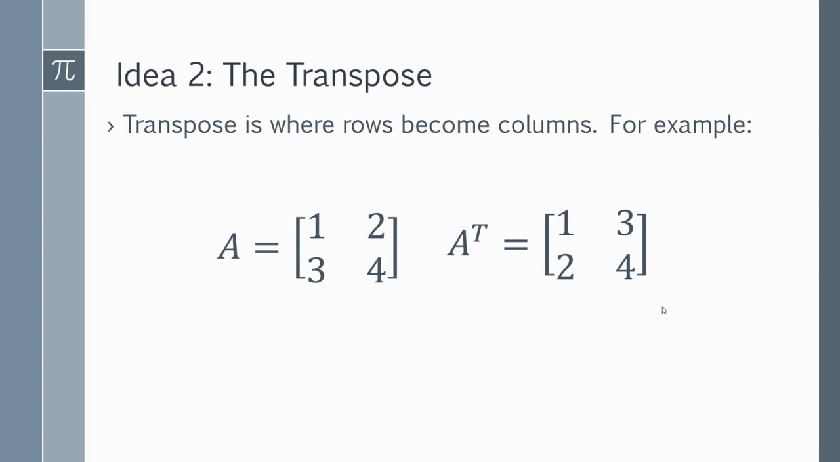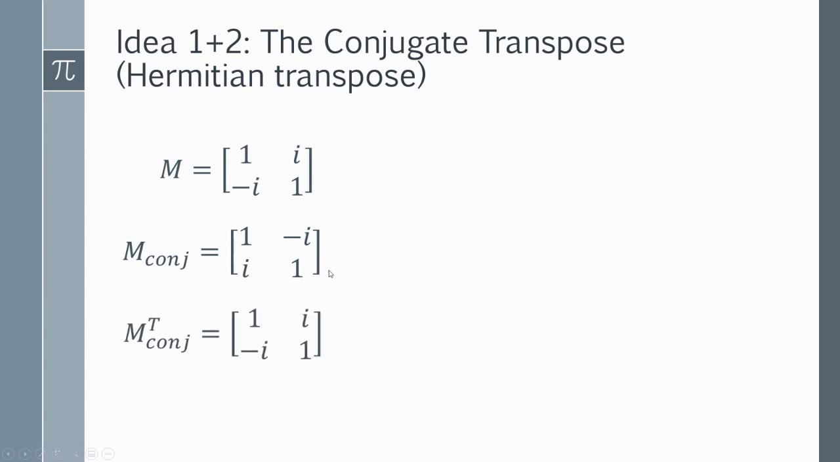Now, let's put these two ideas together, and this is where the idea of the Hermitian comes in. So we've got what's called the conjugate transpose, which is also called the Hermitian transpose. So if we had a matrix M, which is defined as 1, i, minus i, and then 1, we could find the complex conjugate of that matrix. So we just switch i to minus i and then minus i to i. So we just switch the signs of those. Then we find the transpose.